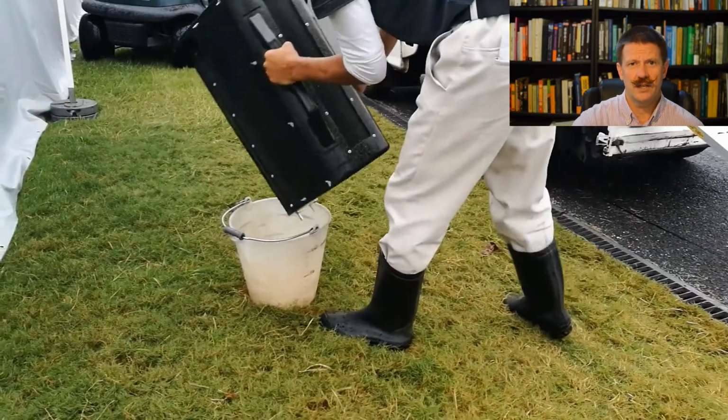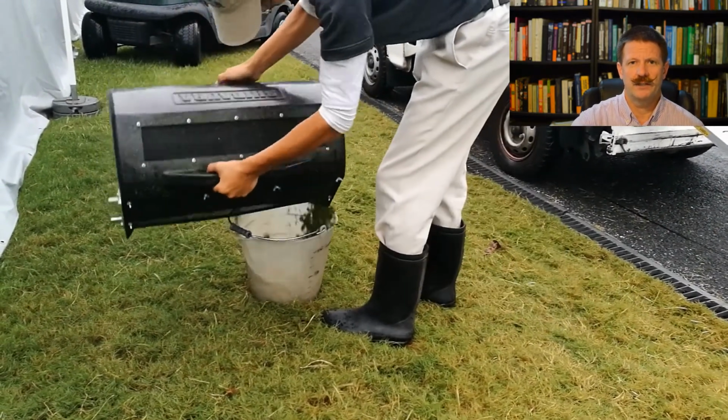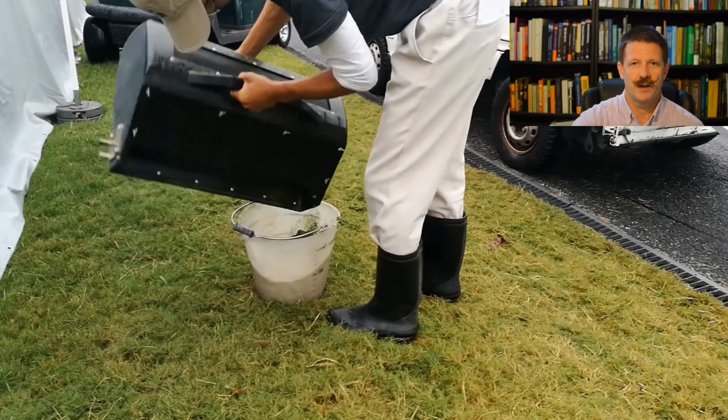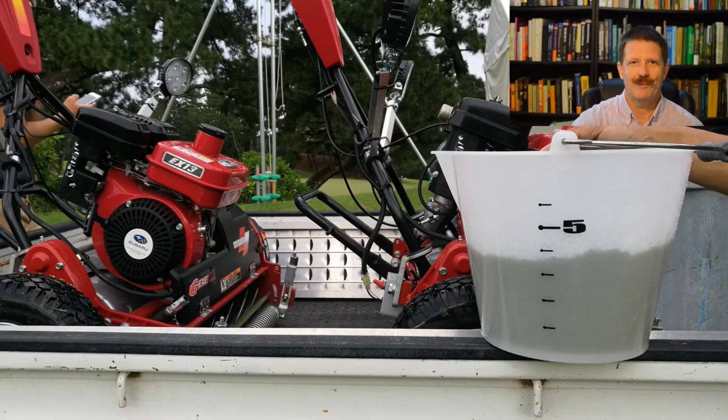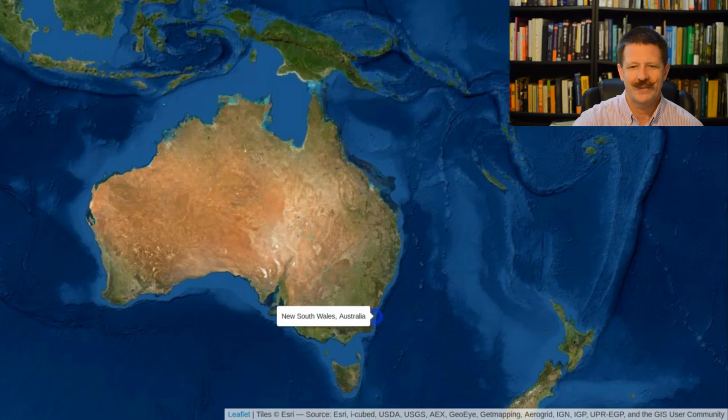It's easy to do this. People think it would be daunting to get a bucket and dump the clippings, but the clippings have to be emptied out of the basket anyway. Why not measure how many clippings you've gotten? It turns out to be tremendously useful.